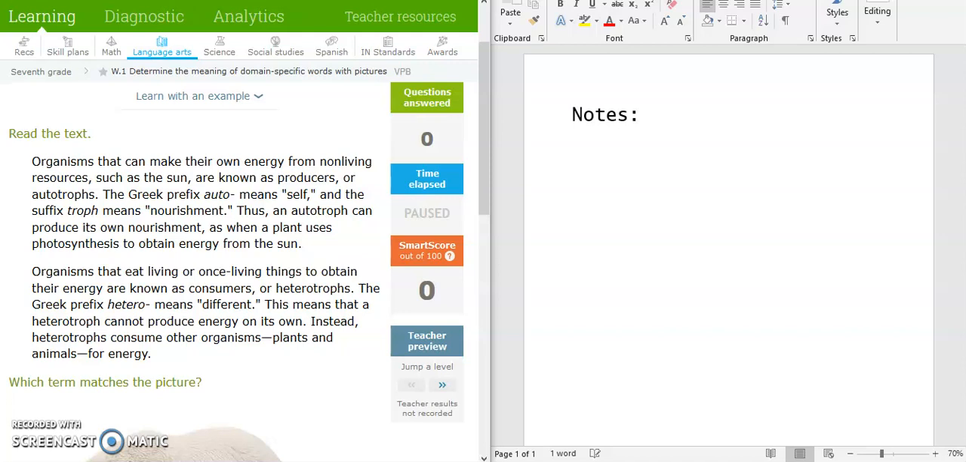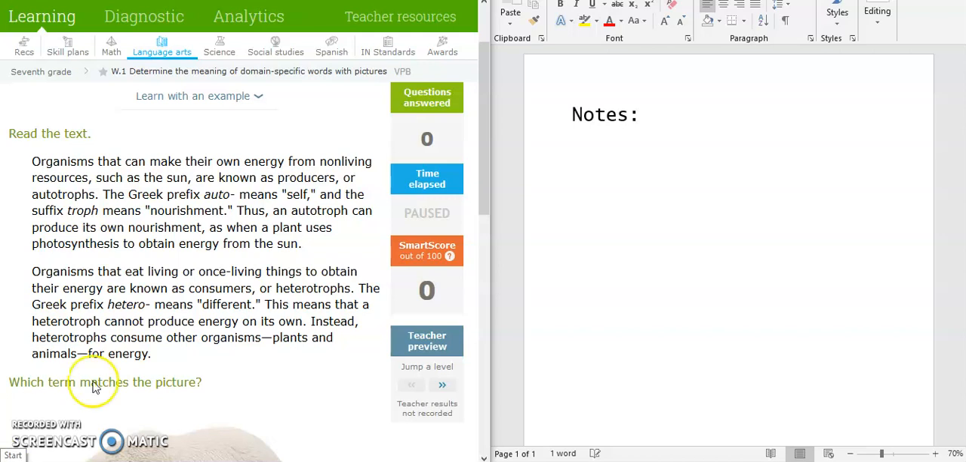Hi, class. So this screencast today is how to determine the meaning of domain-specific words with pictures. What will happen in this exercise is that we will be given two terms in an article, and we have to decide what the picture is talking about, which term the picture is referring to.